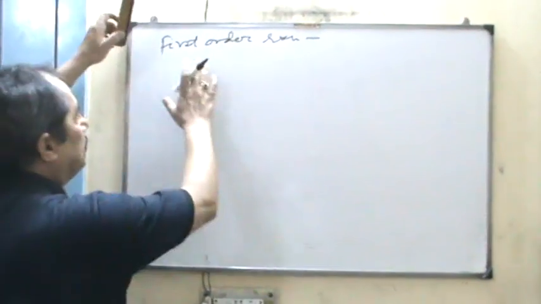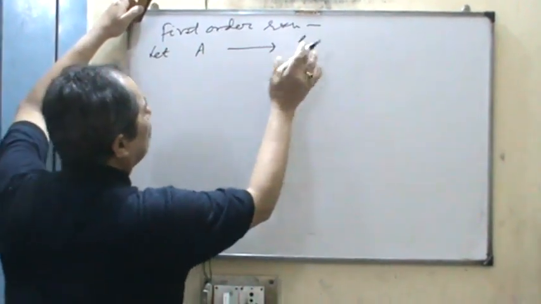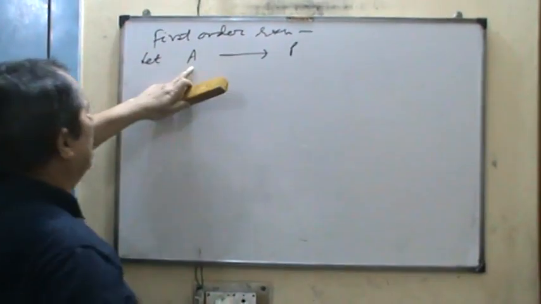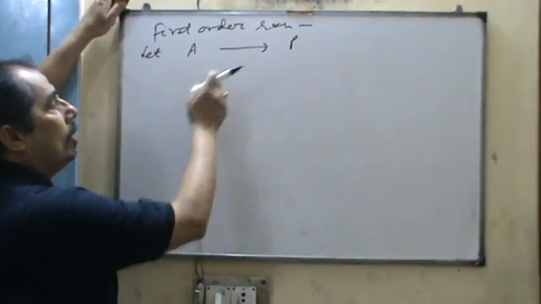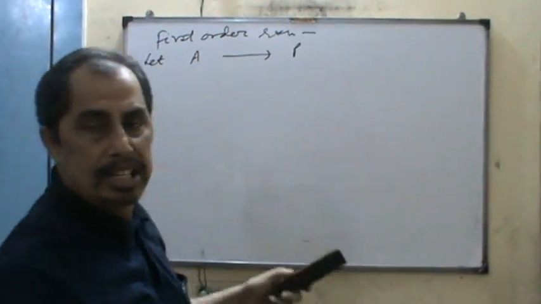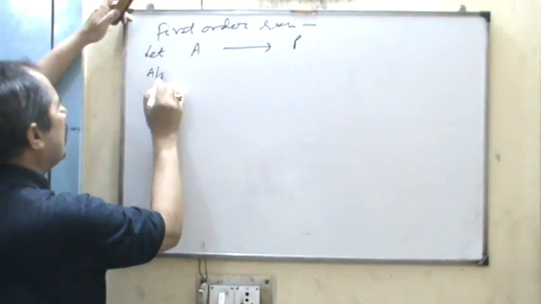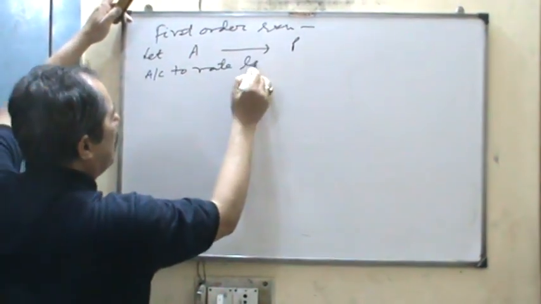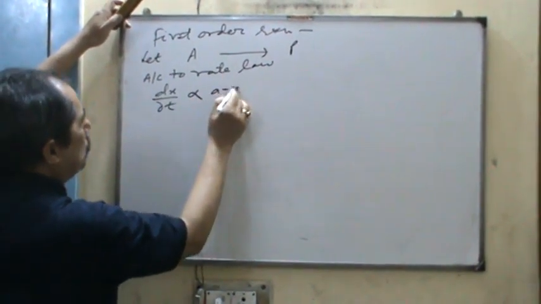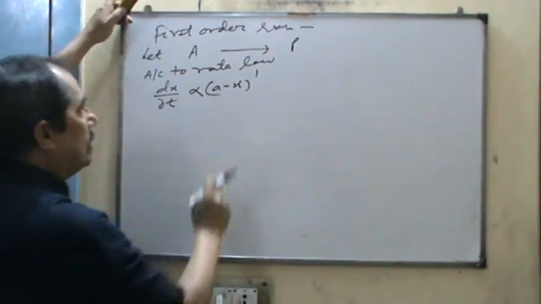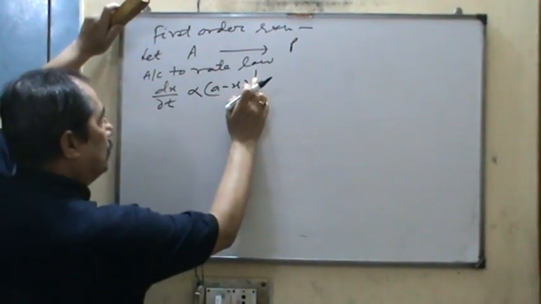Okay, then first order reaction. Let A give the product. So according to the rate law, A gives the product. At time t, a small amount a, product 0. And then finally time is increased, a minus x, product is x. So according to the rate law, dx upon dt is directly proportional to (a minus x) to the power what? 1. Why have I written 1 here? Because it is the first order reaction, right? That shows it is the first order reaction.